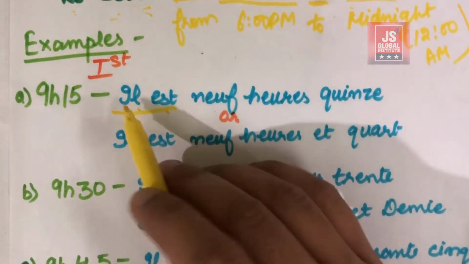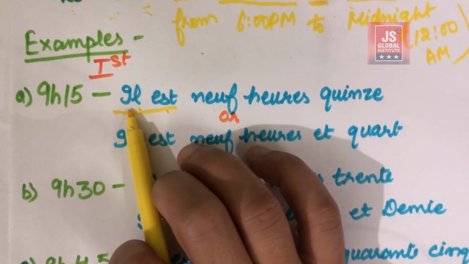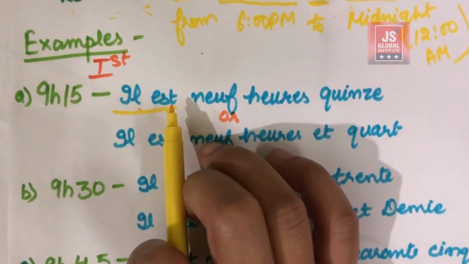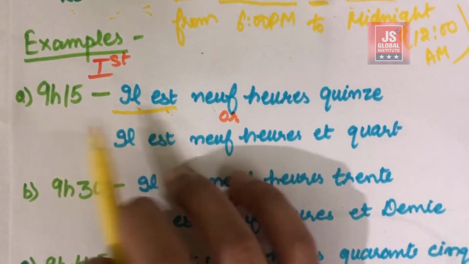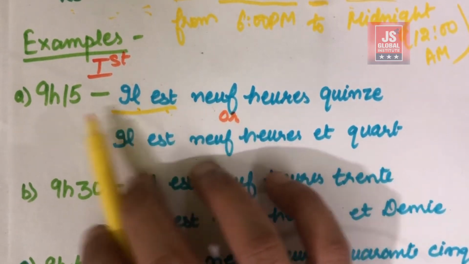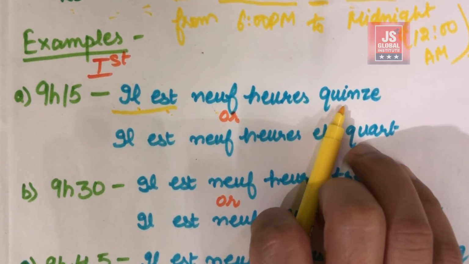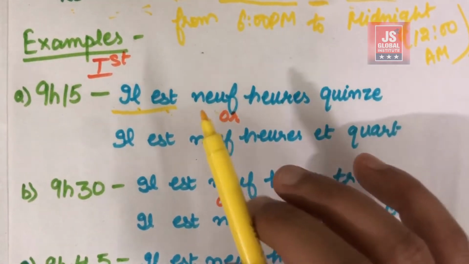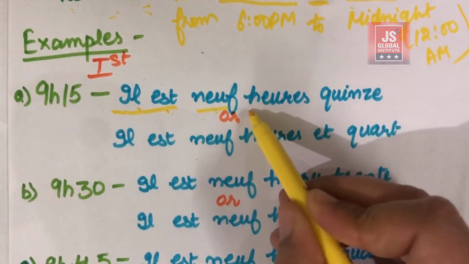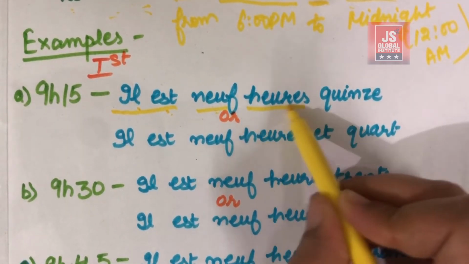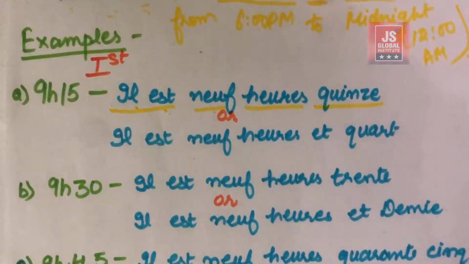So how is it pronounced? Repeat after me to get it on your tongue. Il est. Alright, il est. And what is 9 called in French? Neuf. What is 9 called? Neuf. What we have done here is write the time, neuf, and after that the hour is called heure in French, neuf heures 15 minutes.